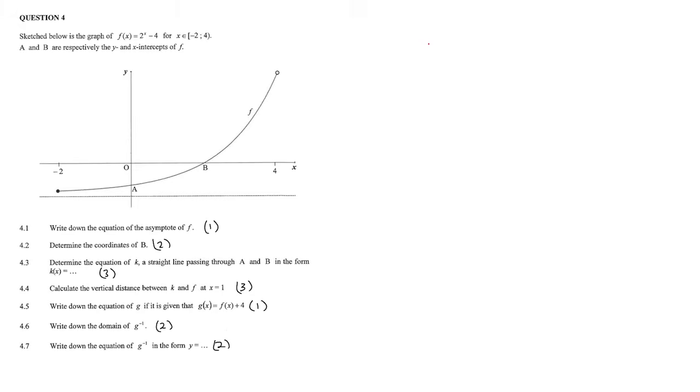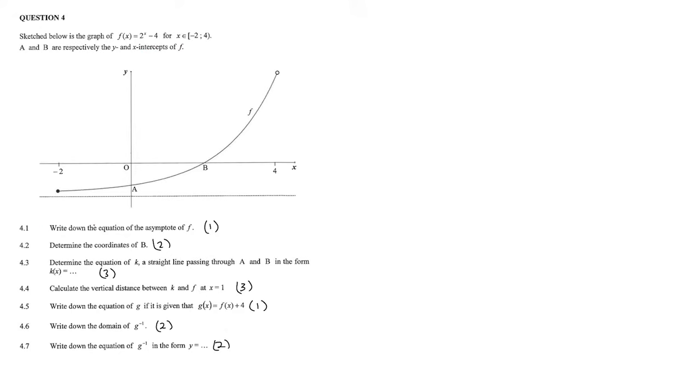Hi guys, today we're going to be looking at a functions question. Question 4. Sketched below is the graph f(x) = 2^x - 4, for x an element between -2 and 4. A and B are respectively the x and y intercepts of f.